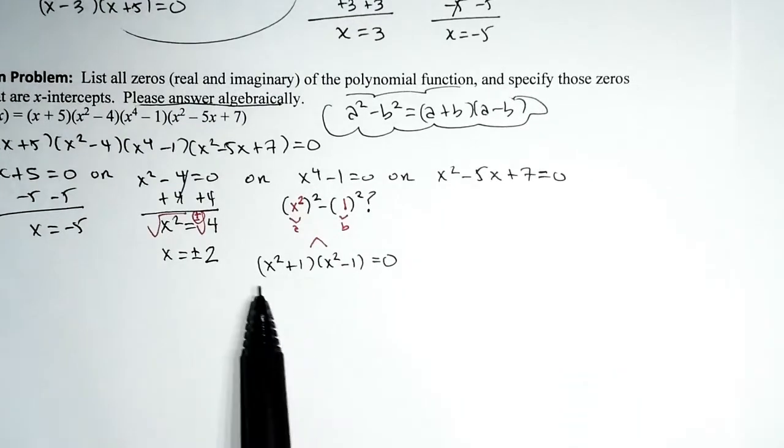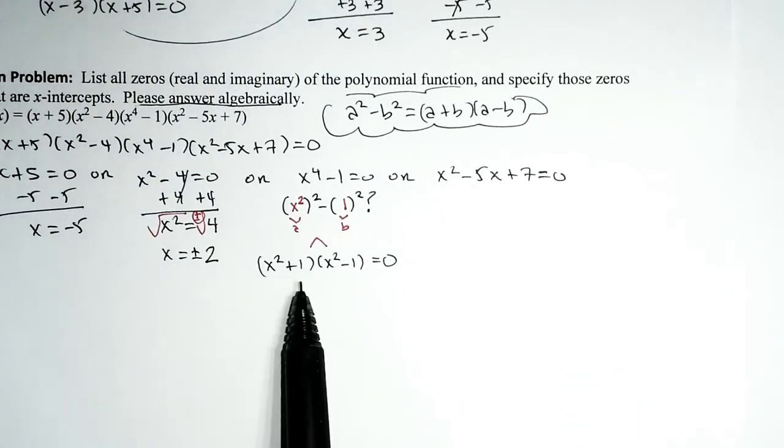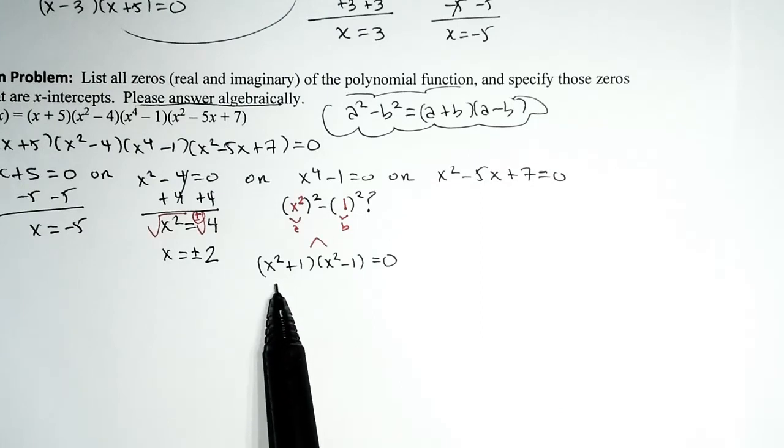Okay, this binomial plus, the only way we can factor it is if we have a sum of cubes, because a sum of squares is not factorable. But x squared is not a perfect cube, so we're good.